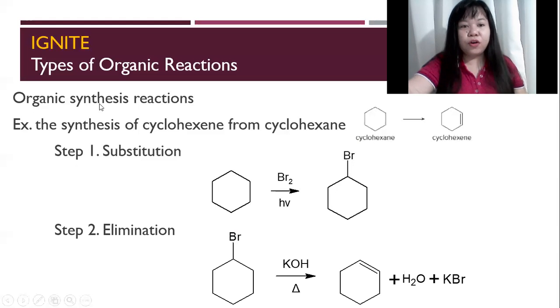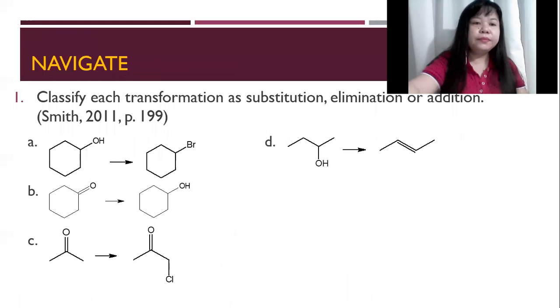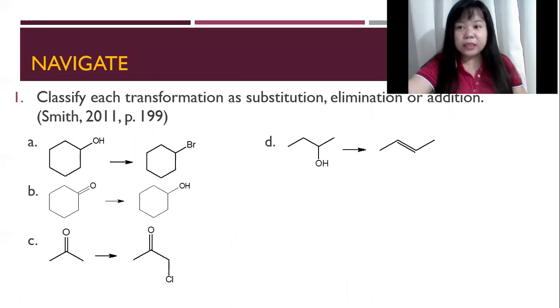Okay, so again, for organic synthesis reactions, you basically have multi-step reactions, and they may be made up of different types of reactions. Again, why was this not done as a one-step process? Of course, in the real world, this may require more energy or more expensive reagents compared to doing this synthesis as a two-step process. Okay, so that ends the lesson.